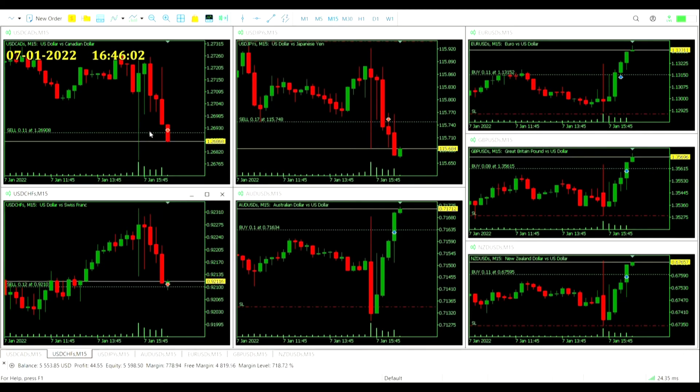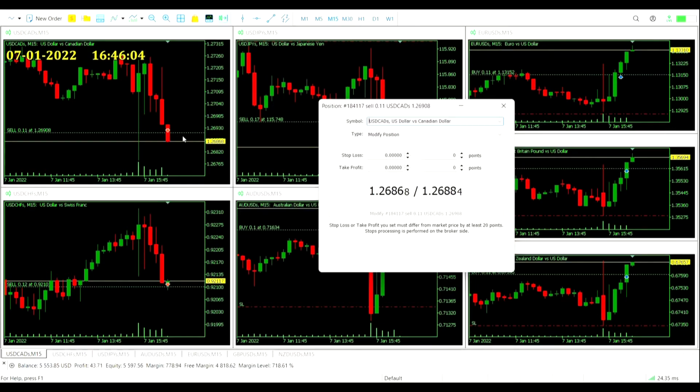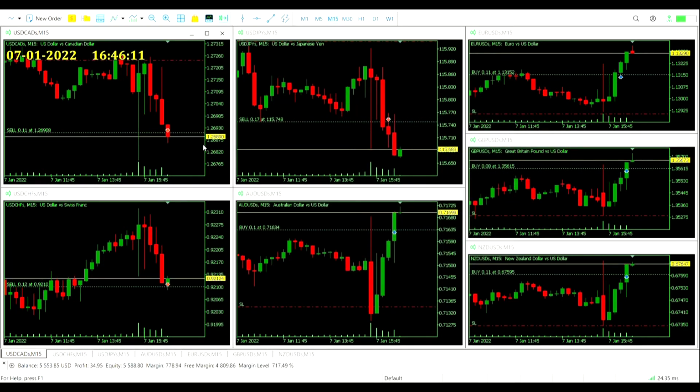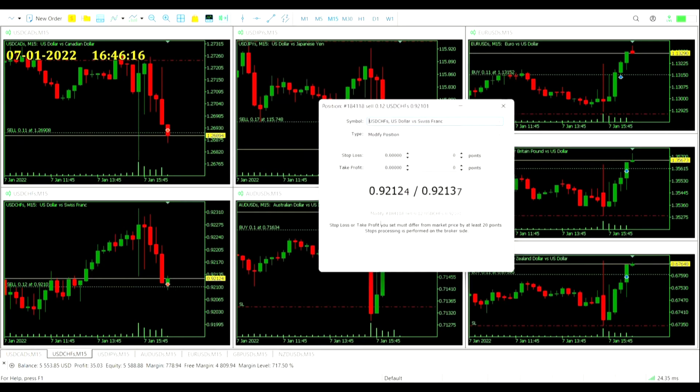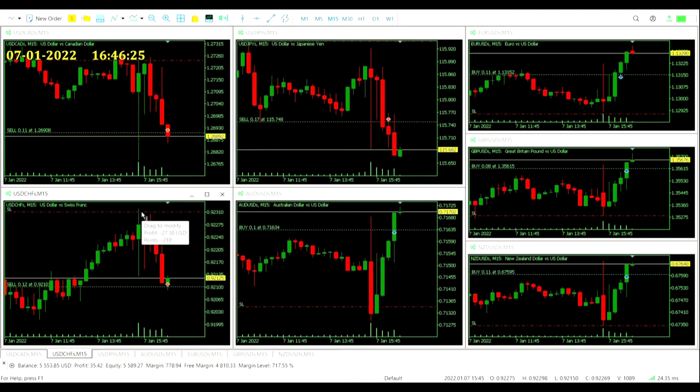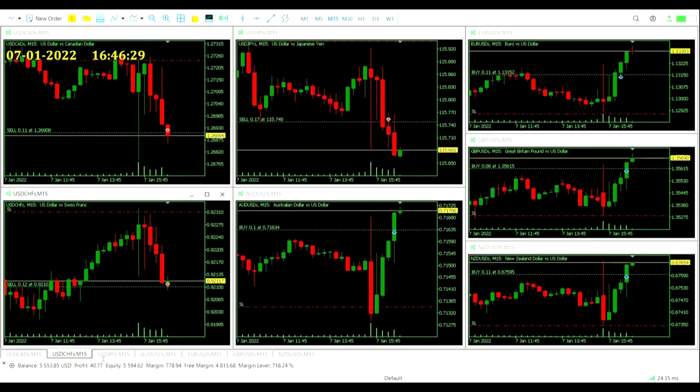Let's just set the stop loss and take profit for our dollar CAD trade here. 33 pips we said, so 330 points each way. Not too bad, quite near the top. And Swiss franc, 21 pips on this one, so that's 210 and 210. And again, pretty close to where we want it to be. So we are in profit. Let's see if we can get into these take profit levels.